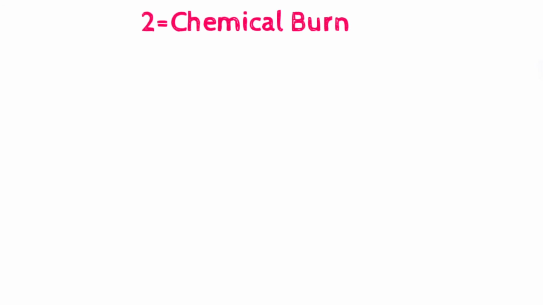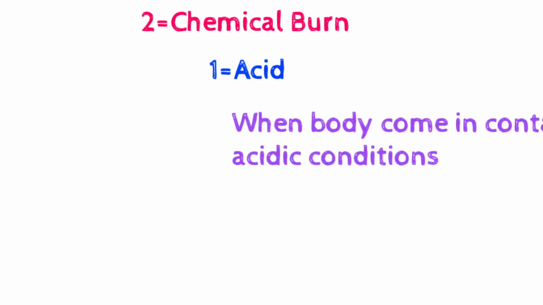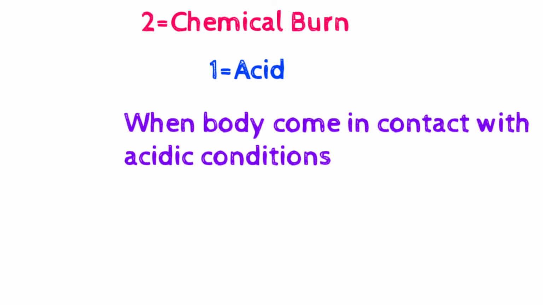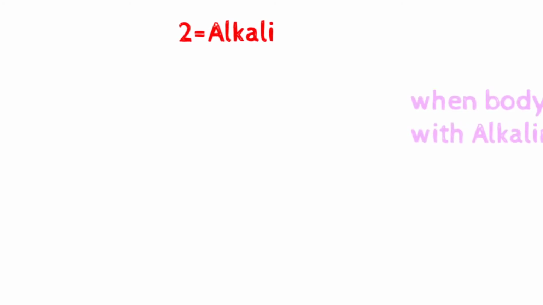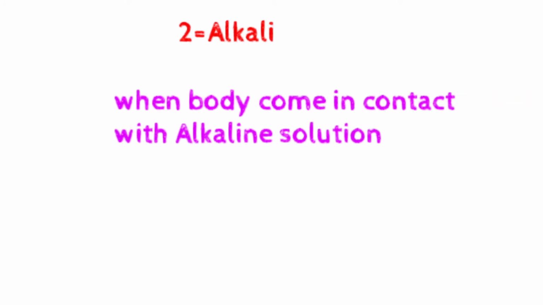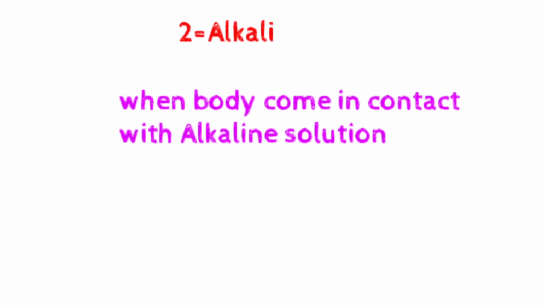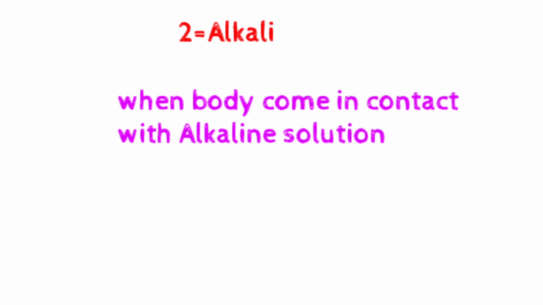Now come to the chemical burn. When our body comes in contact with a chemical, chemical burn is again divided into 2, acid and alkali. First is the acid. When the body comes in contact with an acidic solution, there will be acid burn. Second is the alkali. When the body comes in contact with an alkaline solution, as a result there will be alkali burn.